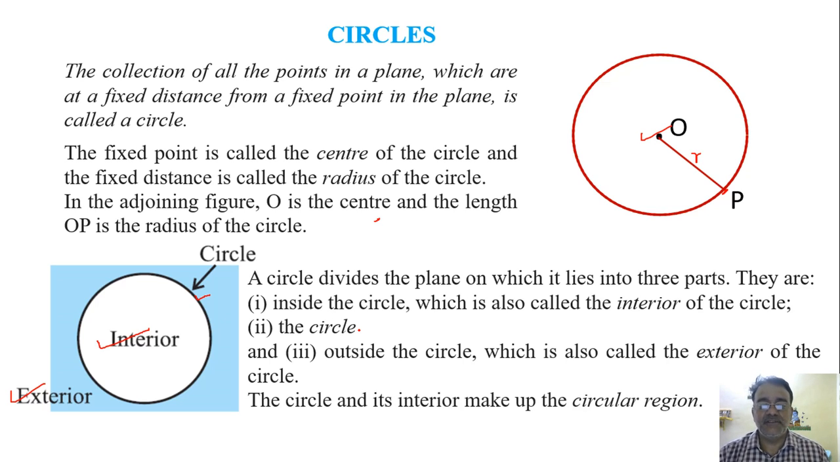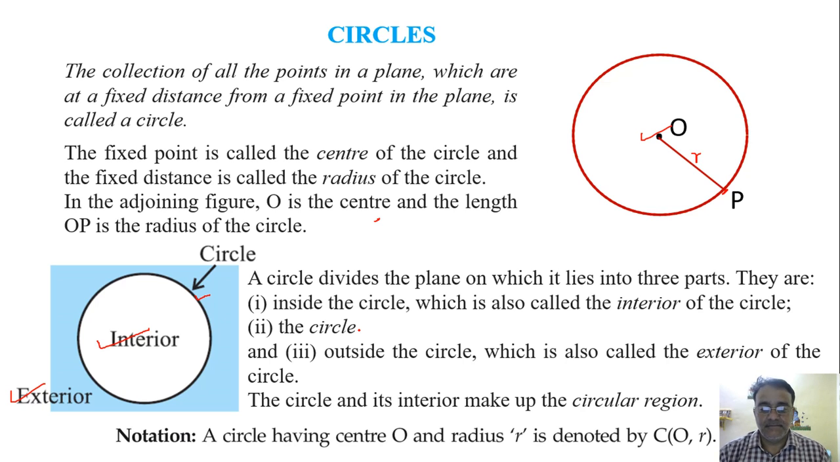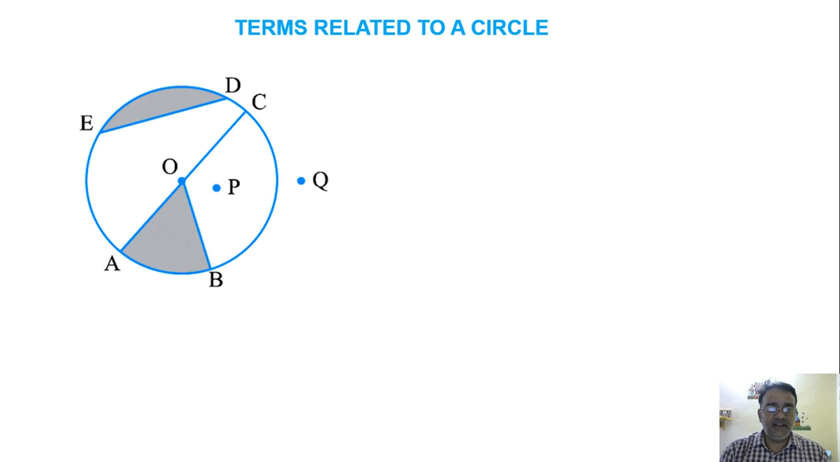Now let us move towards the notation. A circle is denoted by this notation. How do you have to read this one? Circle with center O and radius R. Now, terms related to circle. This is the rough figure, and here I am going to discuss each term.